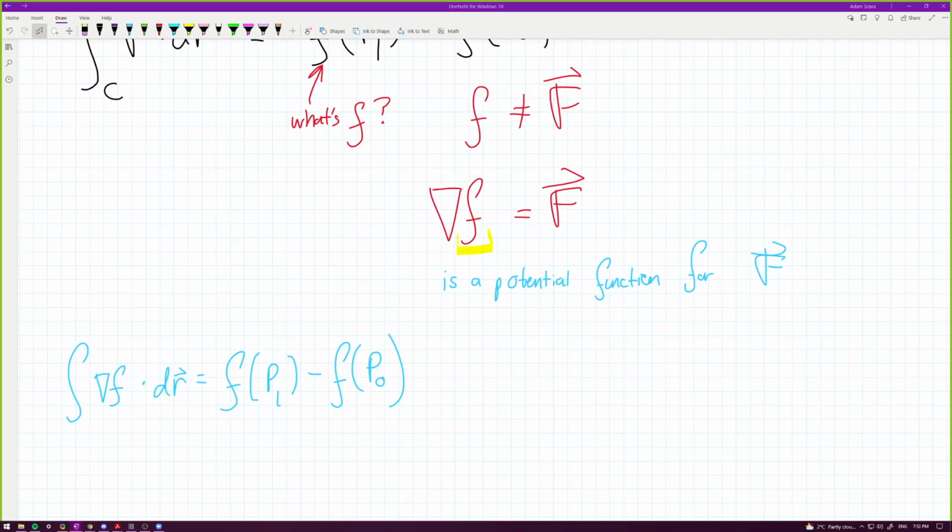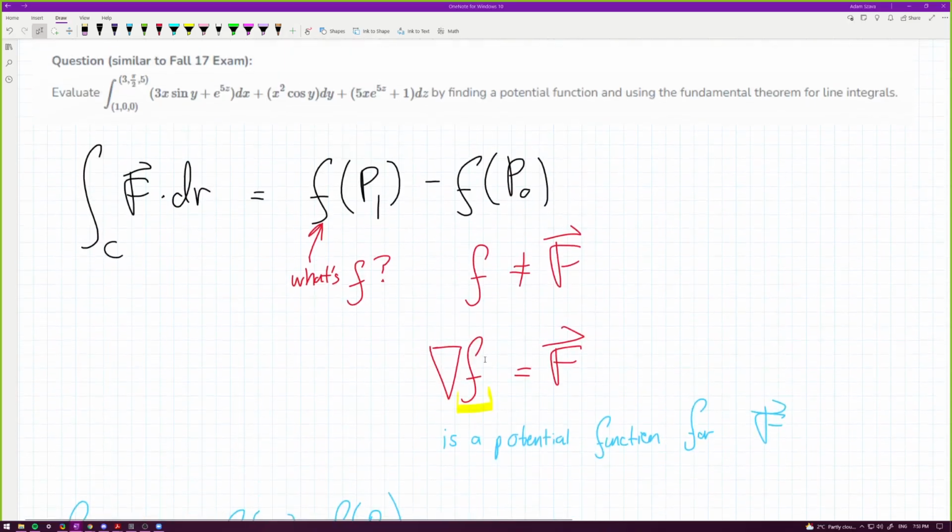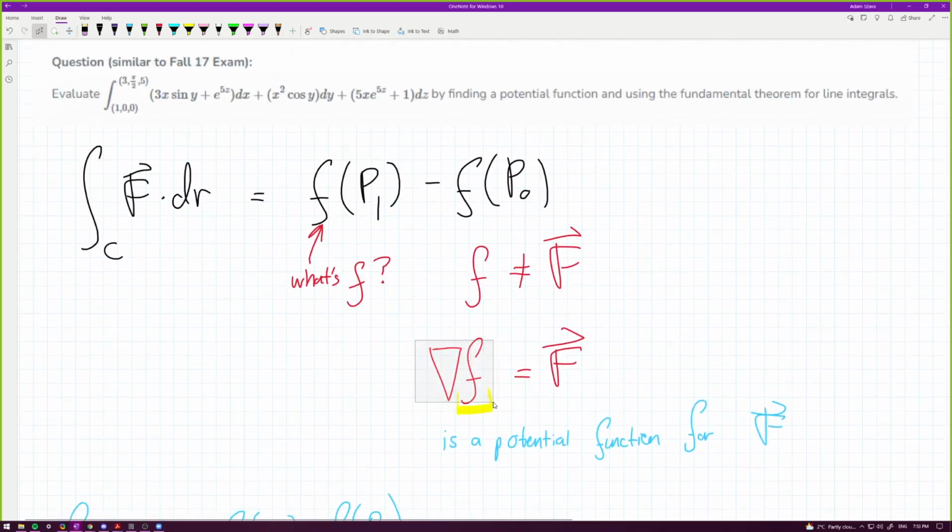The nabla symbol does not necessarily mean it, but this is the gradient of f, like that. Nabla is just the Greek letter, but nabla f is the gradient of f.